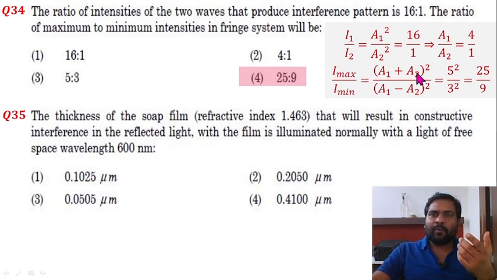I max is proportional to (A1 plus A2) whole square and I minimum is proportional to (A1 minus A2) whole square. So just solve it. It turns out to be 25 divided by 9. So option 4 is correct here.